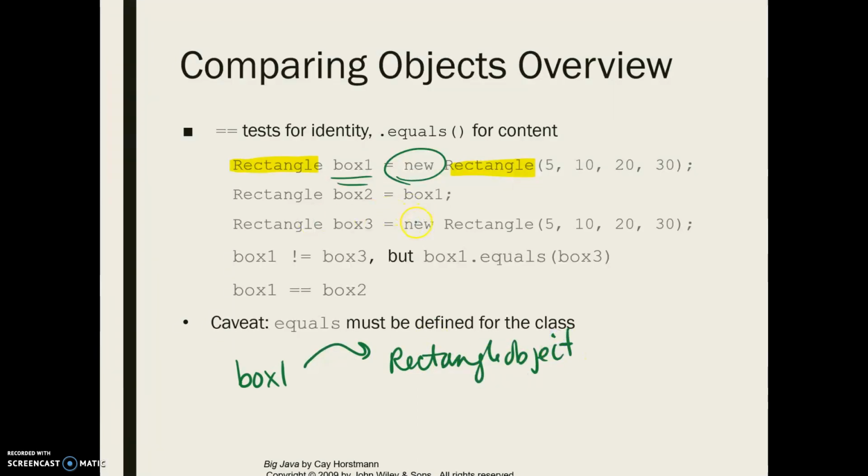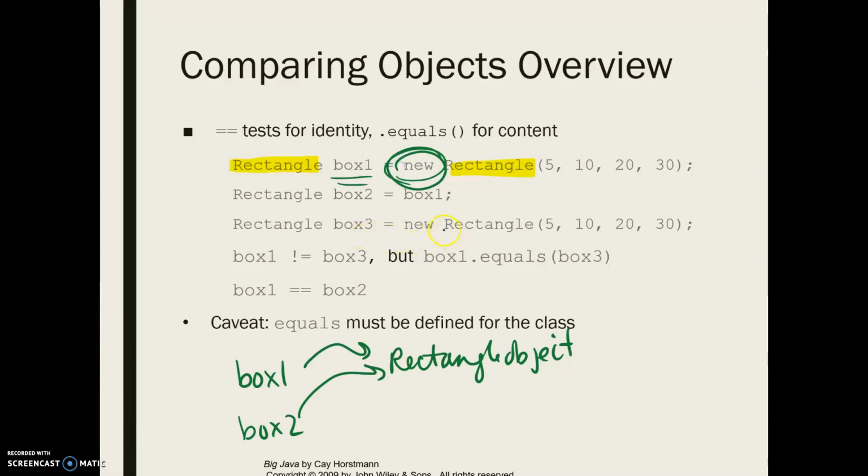And then in this next line of code, I have another rectangle called box 2. And this one is equal to box 1. What does that mean? That does not mean it made another object. It means that this address points to the same location. The way that we know we've only created one rectangle is because I've only called the word new one time.